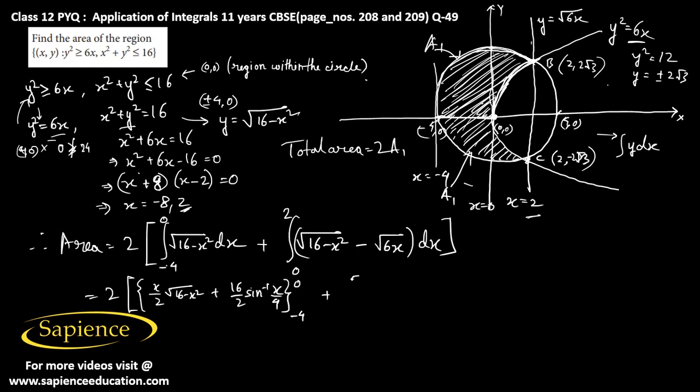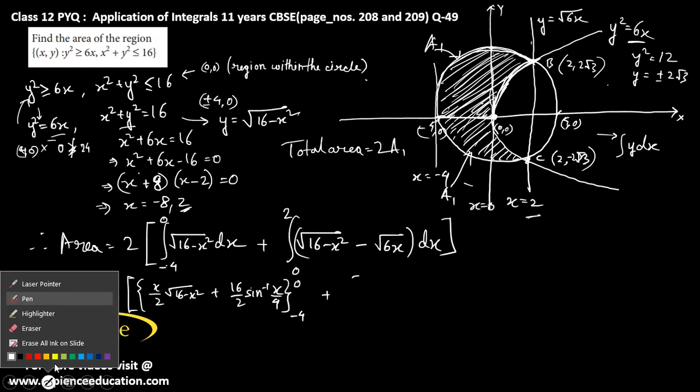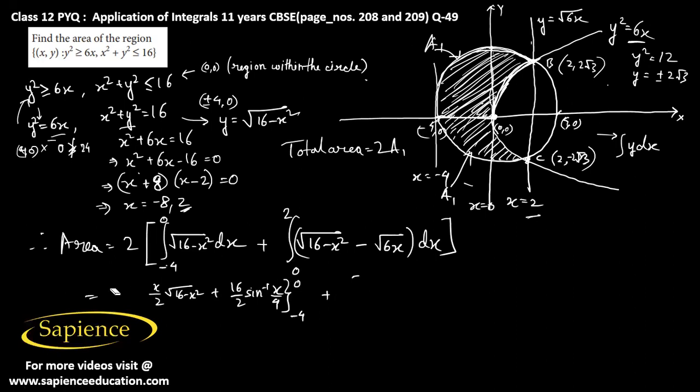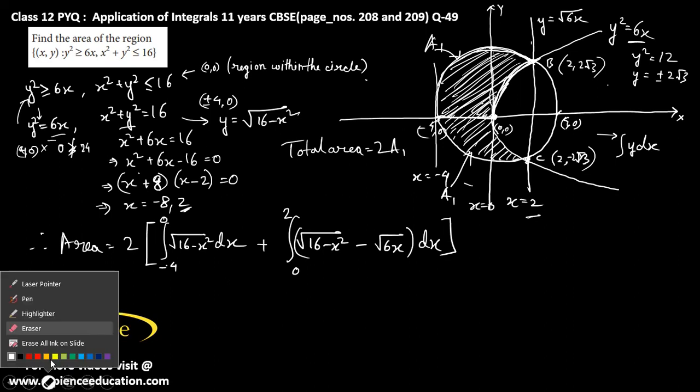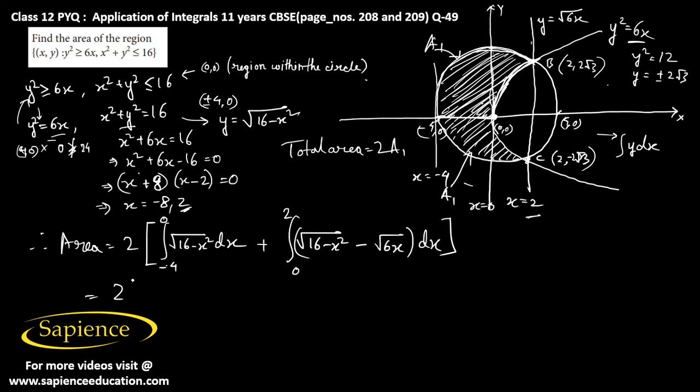Actually, we can do one thing. These two we can add, and we can write the integral from -4 to 2 of root over 16 minus x squared dx. Then from that we can subtract the integral from 0 to 2 of root over 6x dx. Yes or no?